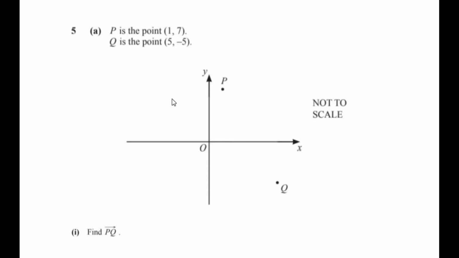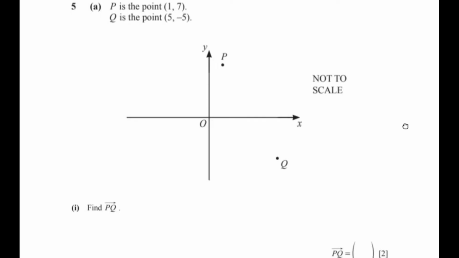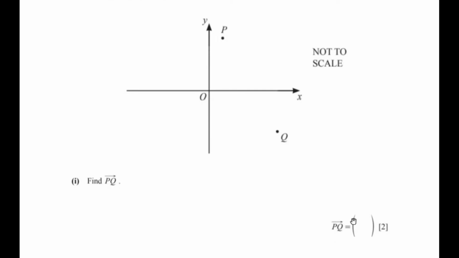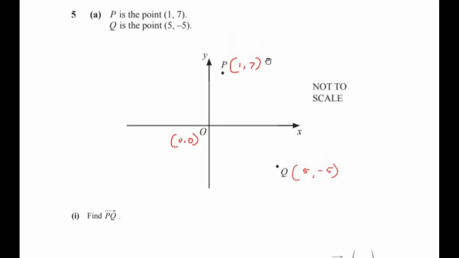Now the fifth question is a combination of vectors, graphs and mensuration chapter. Fifth A belongs to the vectors. P is a point with coordinates 1, 7. Q is a point 5, -5. Find the length of the vector PQ as a column vector, as we can see over here. So let me first mark up these coordinates on the graph given. So P is marked as 1, 7. Q is 5, -5. And this origin I have taken the coordinates as 0, 0.